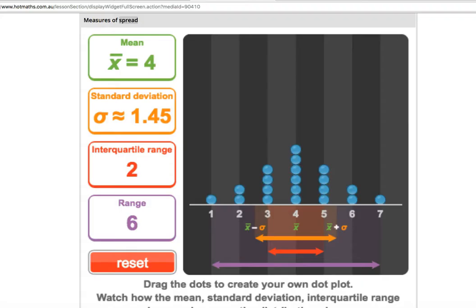Now, if we look at this data, I just want you to look at the mean. The average of these scores, you don't have to work it out, it's 4. This data is symmetrical. Can you see that? Don't worry about interquartile range. The range is just the highest minus the lowest. But look at the standard deviation. It's 1.45. Just watch what I'm doing here.